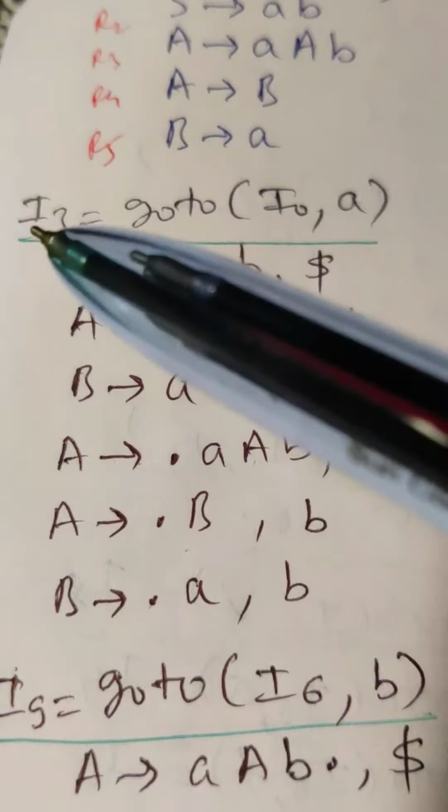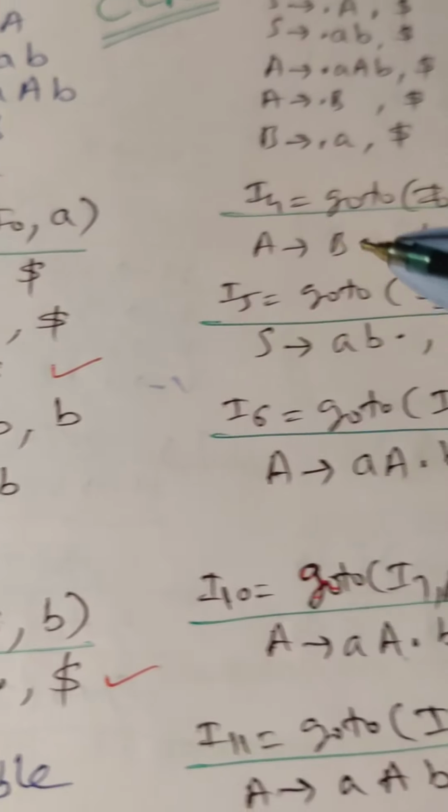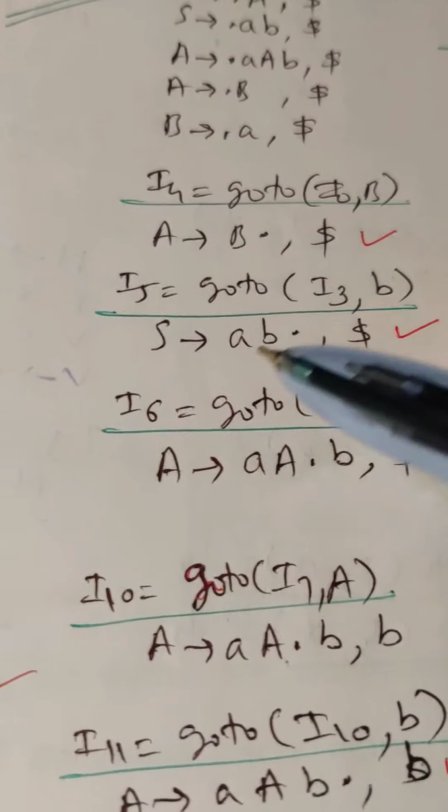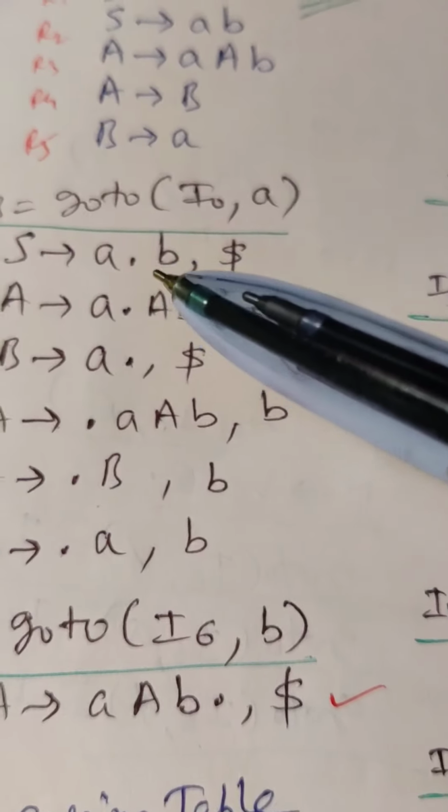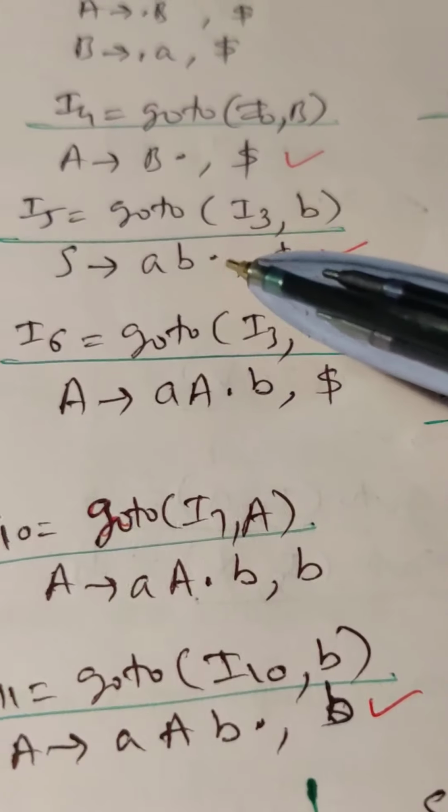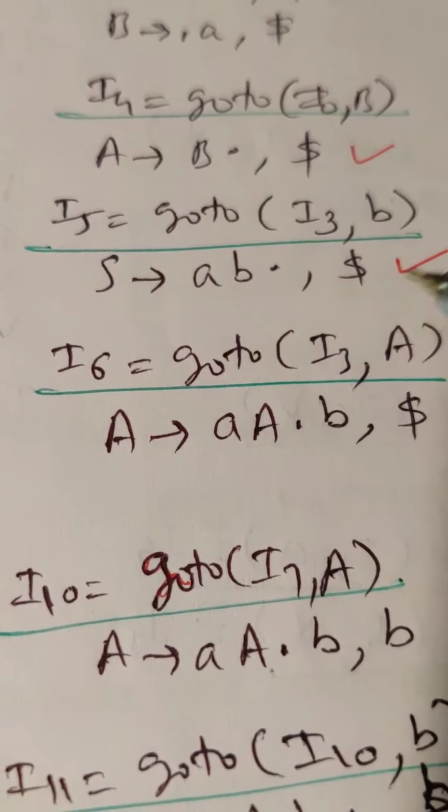After the dot, what is there? B. So we have to take I3 comma B. So next we go to I3 comma B. We just copy this rule as it is: S goes to AB dot, the dot shifts. So S goes to AB dot, dollar. So again this is a finish rule.